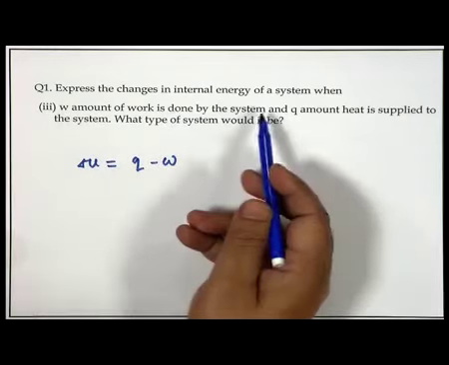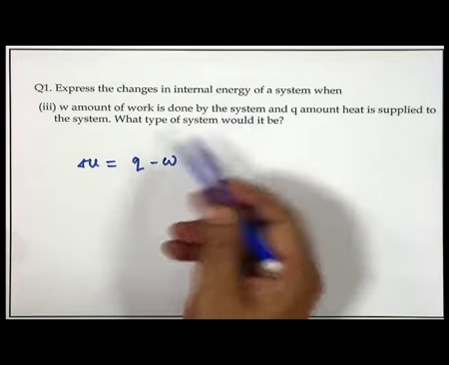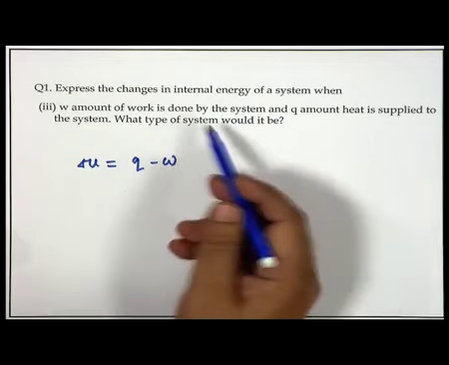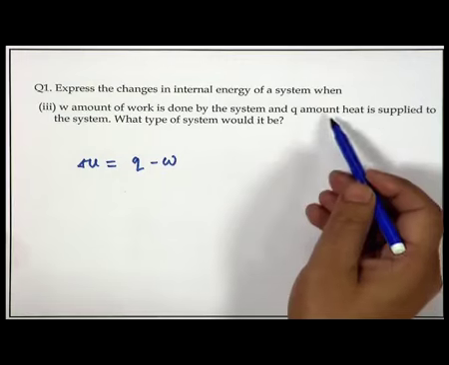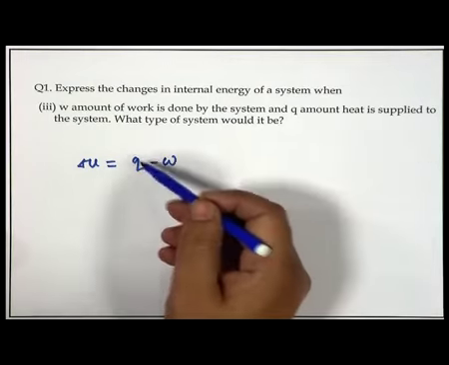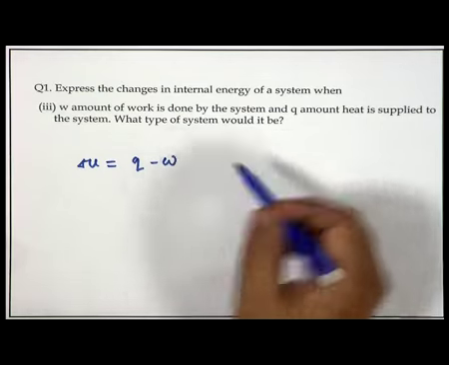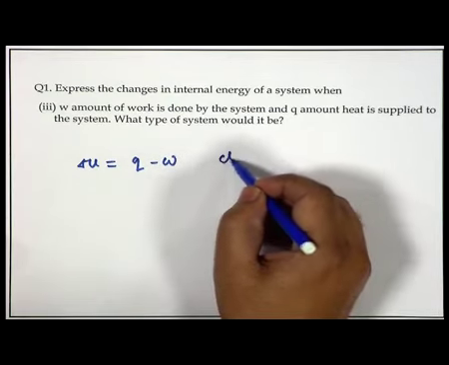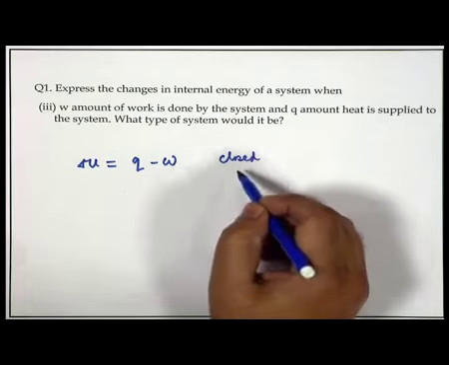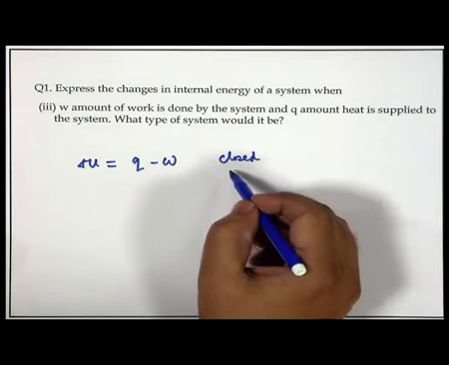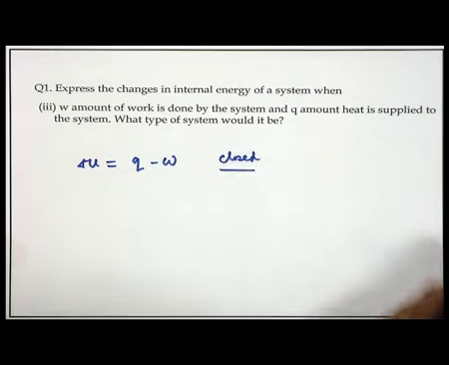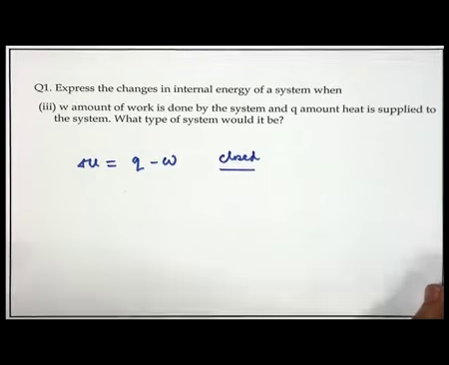So in this case, ΔU would be Q minus W, where W is the amount of work done by the system. When the system is doing the work, it is losing some energy, and Q is the amount of heat supplied to the system, so it will be a positive number. And obviously, this is a closed system because work is getting done and volume is getting changed. Generally we talk about volume in case of a closed system, especially in a gaseous system.